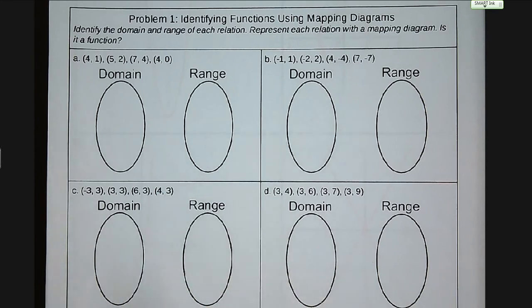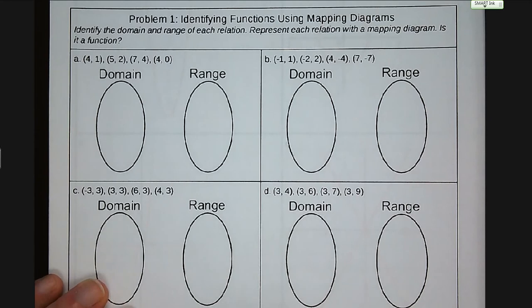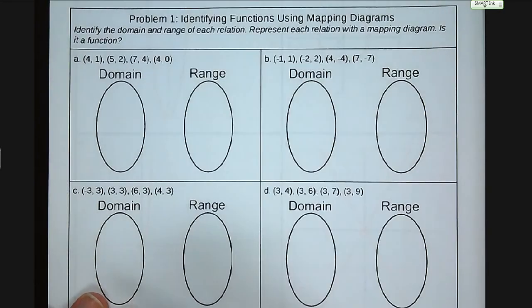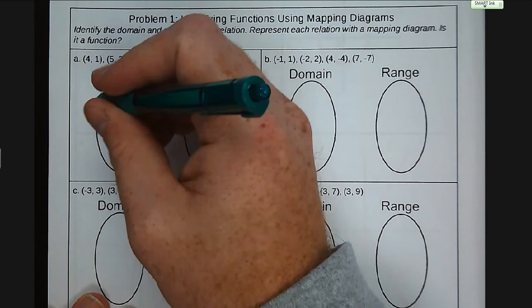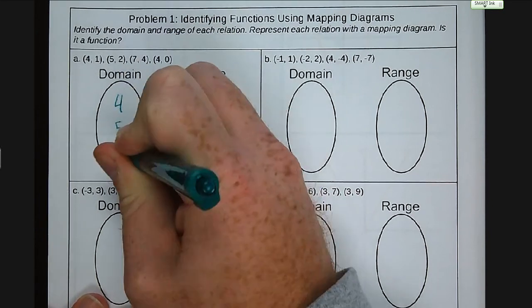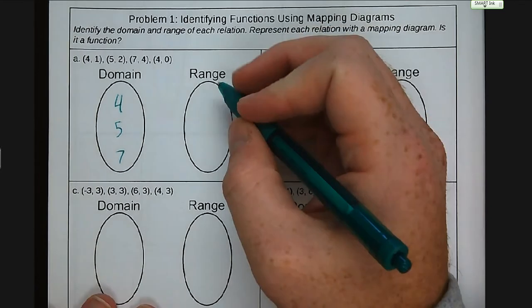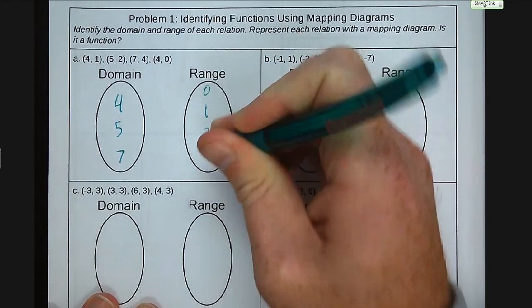We want to identify the domain and range of each relation, represent each with a mapping diagram, and identify, is it a function? So the first thing I'm going to do is list all of my entries into my domain, which, if you'll remember from the vocabulary, is my inputs, the x values. So I have 4, 5, and 7. And I'm going to list all of my y values. I have a 0, a 1, a 2, and a 4.